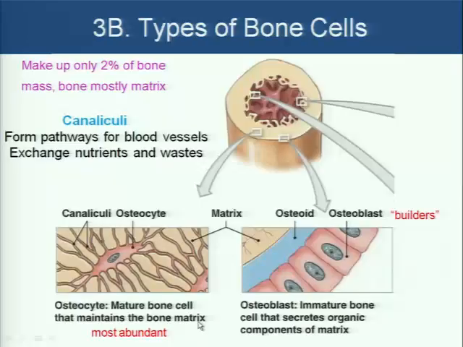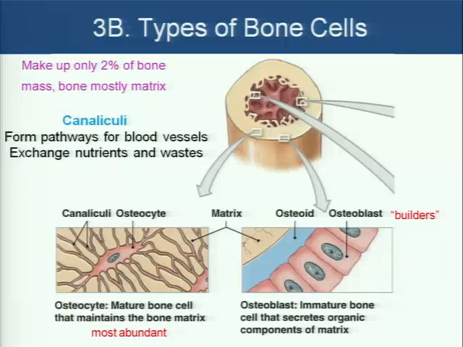Okay, so we know the matrix now. It's calcium phosphate with collagen. Now we're going to talk about the cells that are in there. There are four basic cells we're going to learn. Again, they only make up about 2% of the entire bone. We're going to see that they're in these little pockets called the lacuna, like we've mentioned.